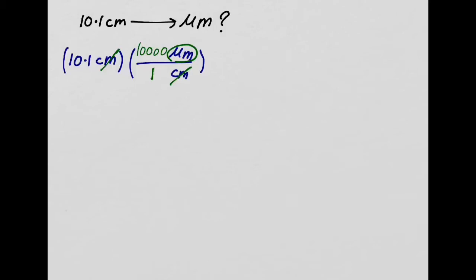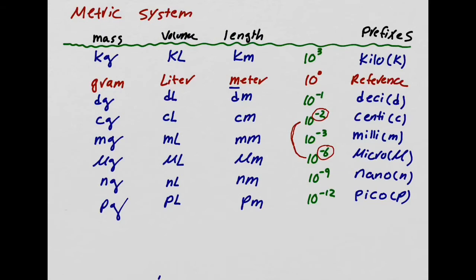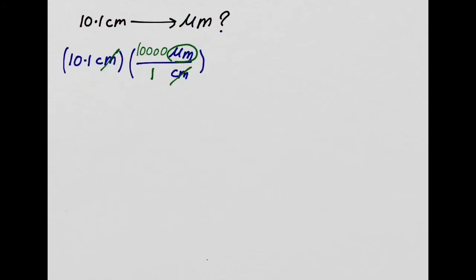Again, I just went over here and I said here is centi, -2, micro is -6. What's the difference between -2 and -6? That's 4. So that means it's 4 zeros. 1 centimeter is 10,000 micrometers. So far so good. Okay, take your calculator out.